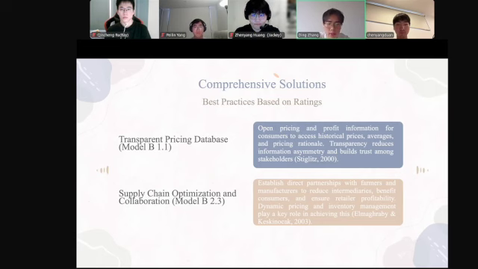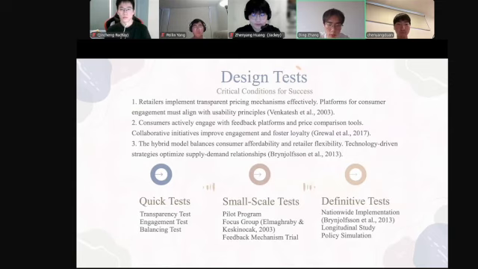Next, to validate this hybrid model, we have developed a 3-phase testing process, and critical conditions are as follows. The test is divided into 3 parts. Quick tests. This includes surveys and data analysis to understand consumer engagement and assess existing transparency initiatives. Small-scale tests. Pilot programs and focus groups will refine the feasibility of these solutions, incorporating direct consumer feedback. Definitive tests. Finally, nationwide implementation and longitudinal studies will evaluate the model's long-term impact on pricing, satisfaction, and profitability.